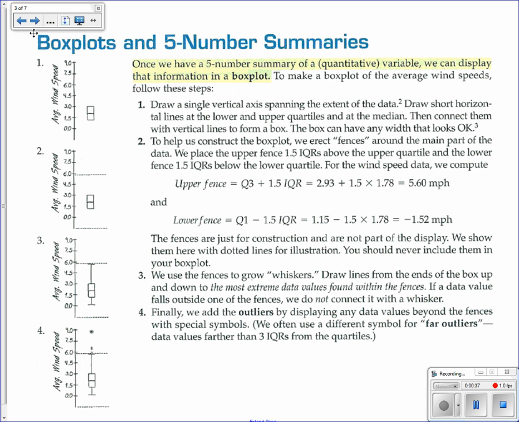The book explains exactly how to create a box plot. I do want you to be aware of how to draw a box plot by hand: finding the quartiles and the median, and drawing the lines, the whiskers.